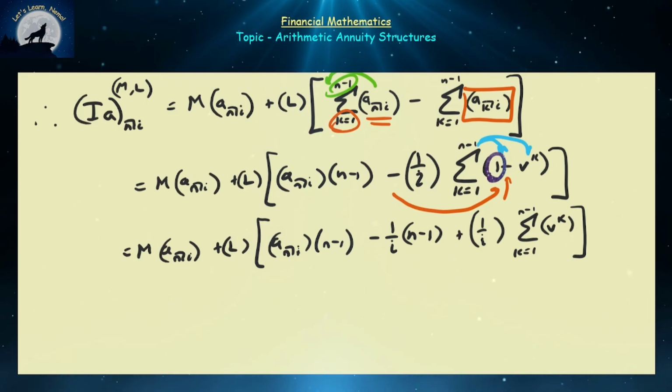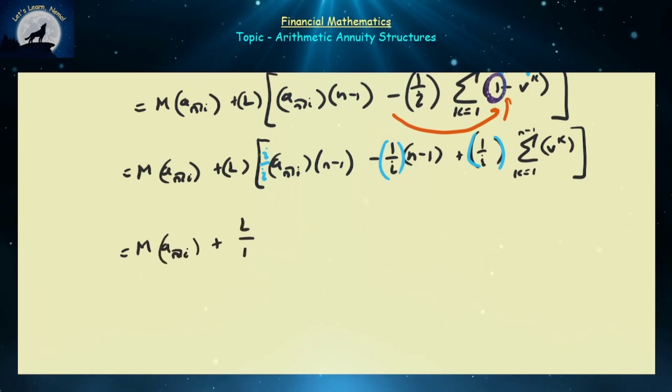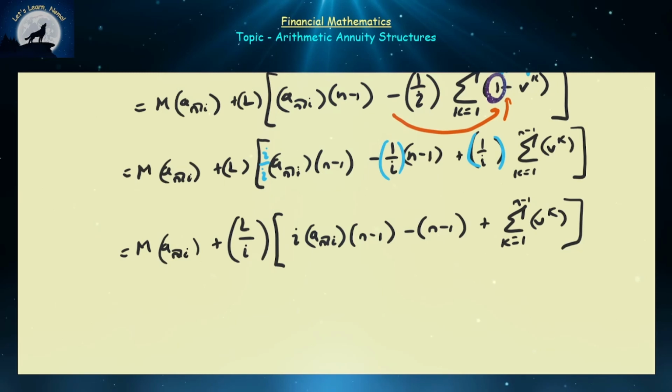So if I factor out 1 over i, notice that that's everywhere, including in front of here if I put an i over i there. So when I factor out 1 over i, that's going to give me what? So that's going to give me n times a_n¬ plus L over i times, then we're going to have i times a_n¬, and then n minus 1 minus n minus 1 plus the sum from k equals 1 to n minus 1 of nu to the power of k, right? So be careful of the little details here.